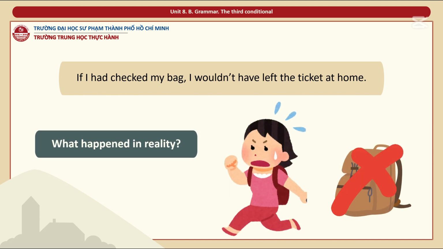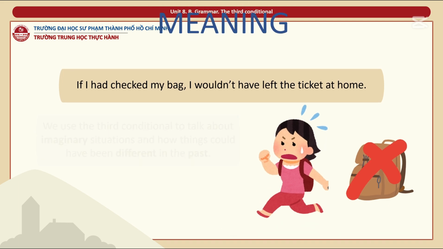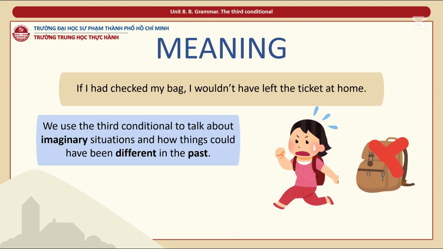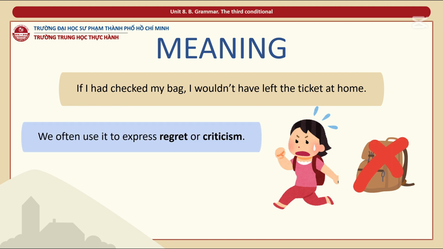So, you can see that the third conditional is used to talk about imaginary situations and how things could have been different in the past. Moreover, we could also use the third conditional to express regret and criticism.